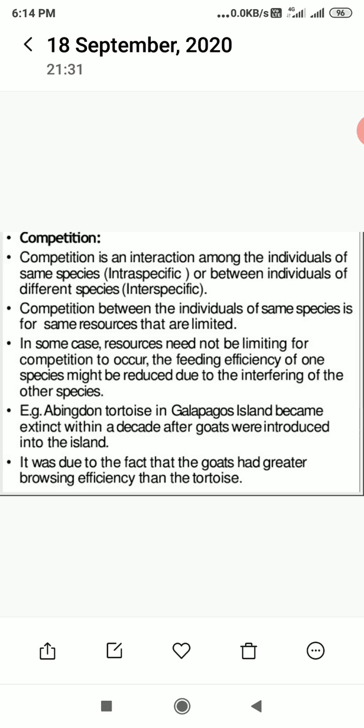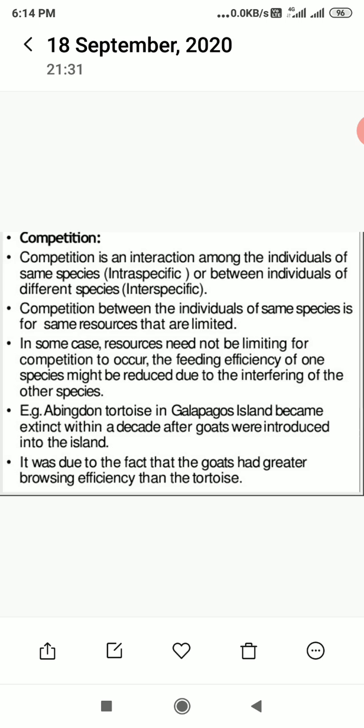In module number 6 of chapter Organism and Population, we are going to discuss another type of interaction, that is competition. Competition is an interaction among the individuals of the same species or between individuals of different species. It means it may be intraspecific or interspecific. Competition between the individuals of the same species is for the same resources that are limited.